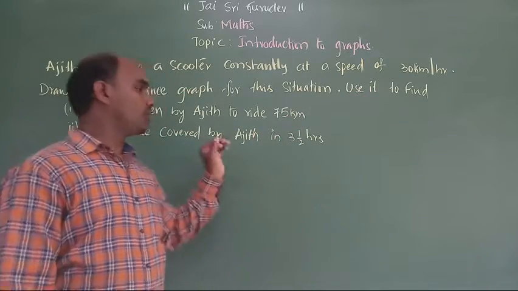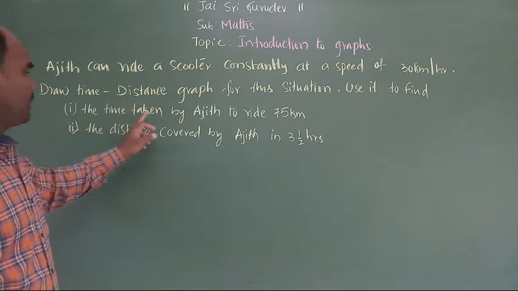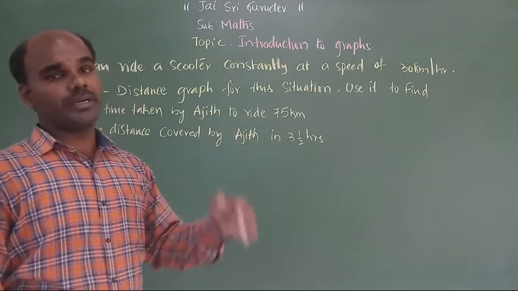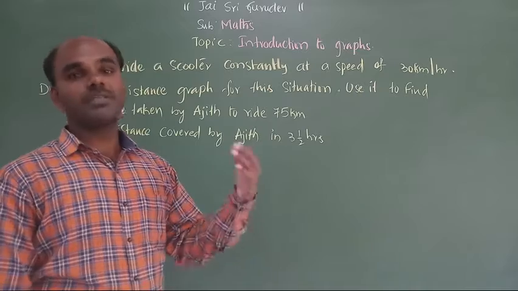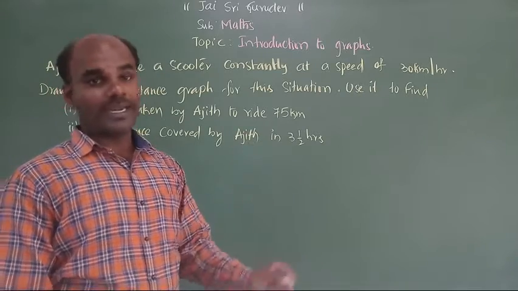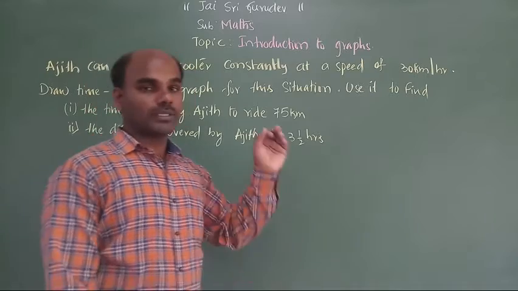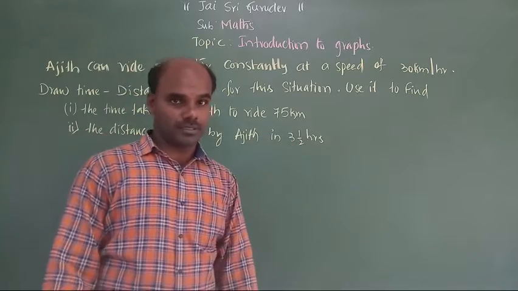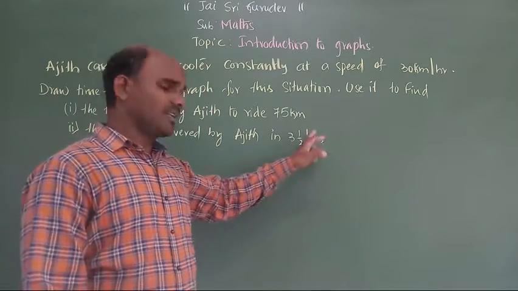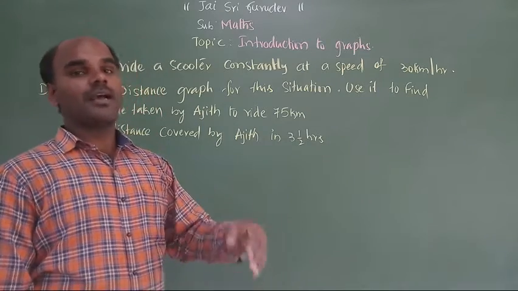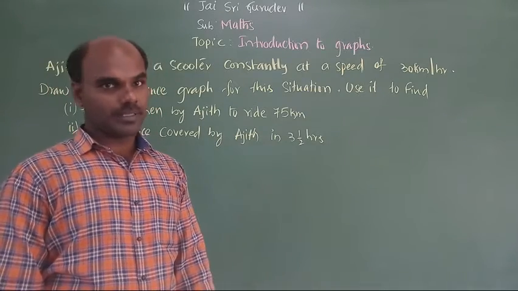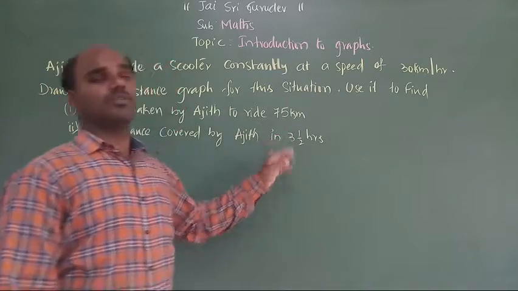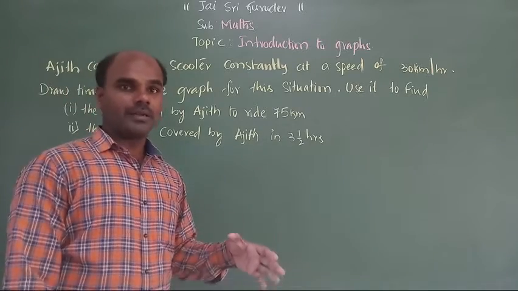From the graph we want to find, the first question is the time taken by Ajit to ride 75 kilometers. That means if he travels 75 kilometers on the scooter, how much time is taken? That value we should find from the graph. And the second question is the distance covered by Ajit in 3.5 hours. If we travel for 3.5 hours, how much distance can be reached? That we have to find from the graph only. To find both, first we have to draw the graph.